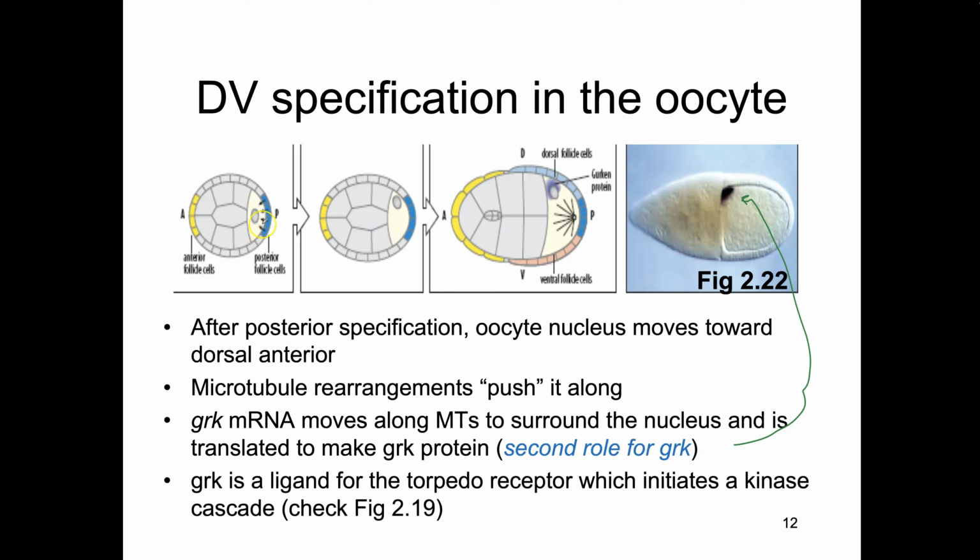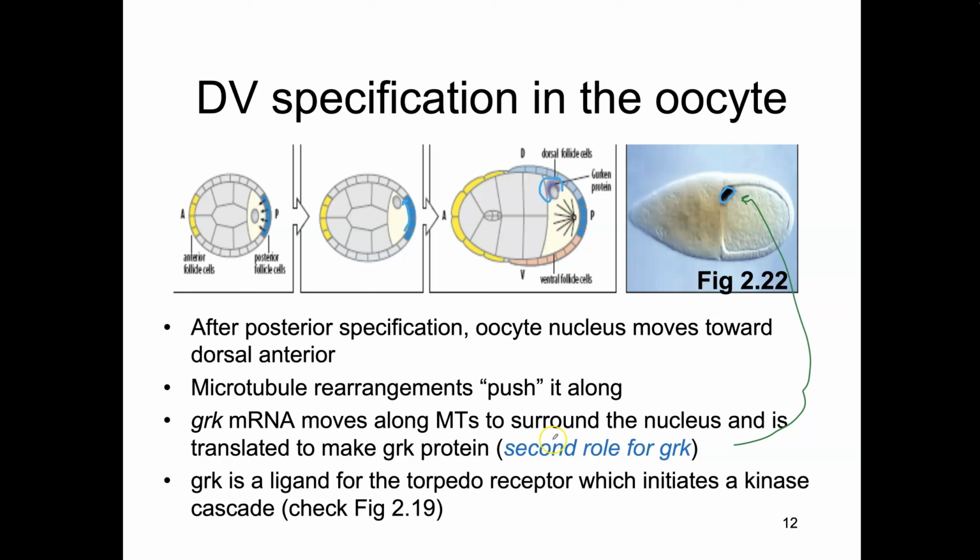So after that posterior specification takes place, this is when the microtubules rearrange, and the oocyte nucleus makes its way up into what we would call the dorsal anterior portion of the oocyte. And what happens is that there is a bunch of gherkin protein that moves along with it. And so you have a cloud of just the gherkin protein up around it. That's what this stain is here. This is not the nucleus, this is the actual gherkin protein.